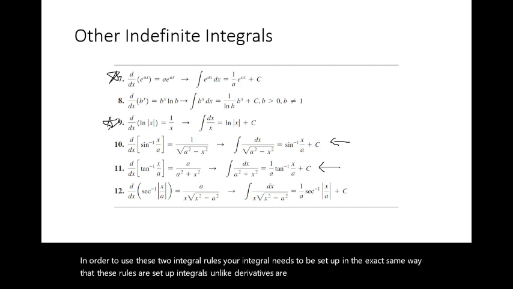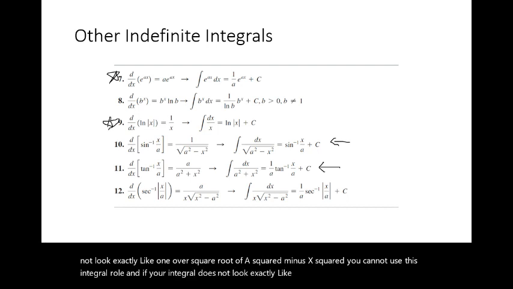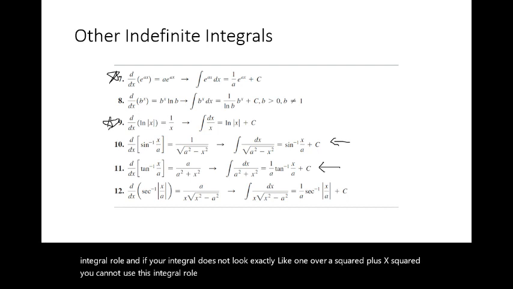If your integral does not look exactly like 1 over square root of a squared minus x squared, you cannot use this integral rule. And if your integral does not look exactly like 1 over a squared plus x squared, you cannot use this integral rule for tan inverse.